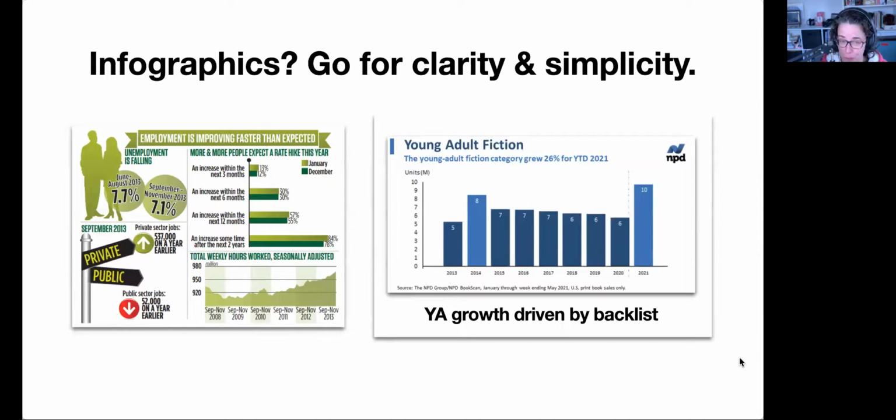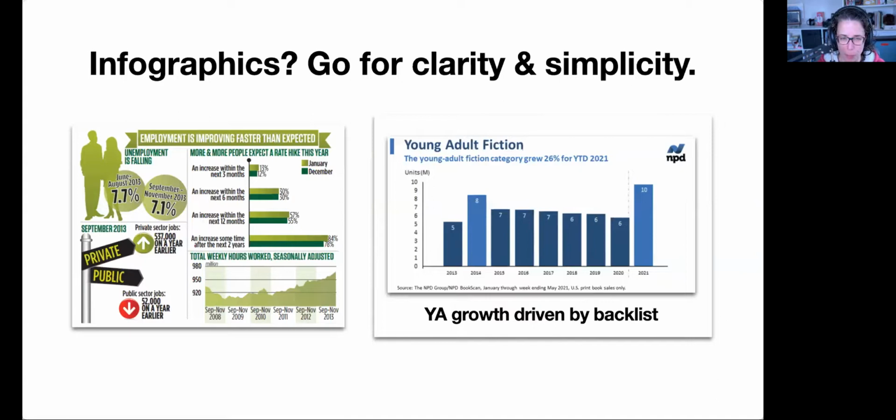I personally love infographics, but not all infographics are created alike. Some of them are just an assault. They're trying to say or accomplish too much. They're crowded. It's unclear what story they're trying to tell. So for an example, I found one, this has nothing to do with publishing, but this infographic on the left about employment from many years ago is trying to do way too much. At least for a presentation like the one I'm delivering, this might be okay, maybe in a magazine or something.